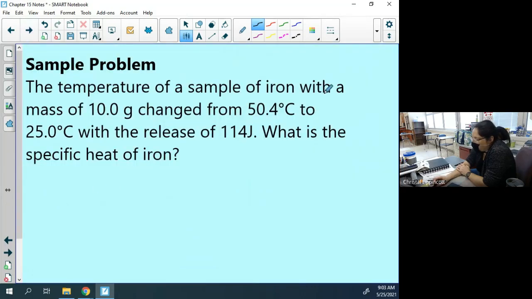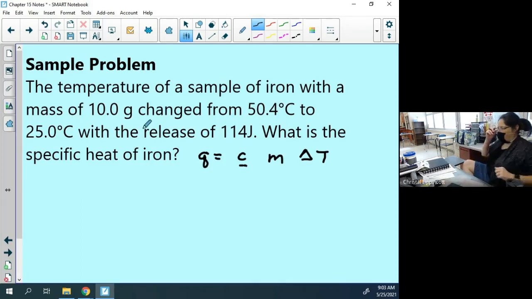So temperature of a sample of iron. We've got a mass here, it's changed from this, and it's releasing this. They want to know the specific heat. So the formula here is Q equals CM delta T. So your Q value is this. Your specific heat is what you're solving for. And then your mass is here. And your delta T you get by subtracting these. So see if you can figure out what that's going to be.